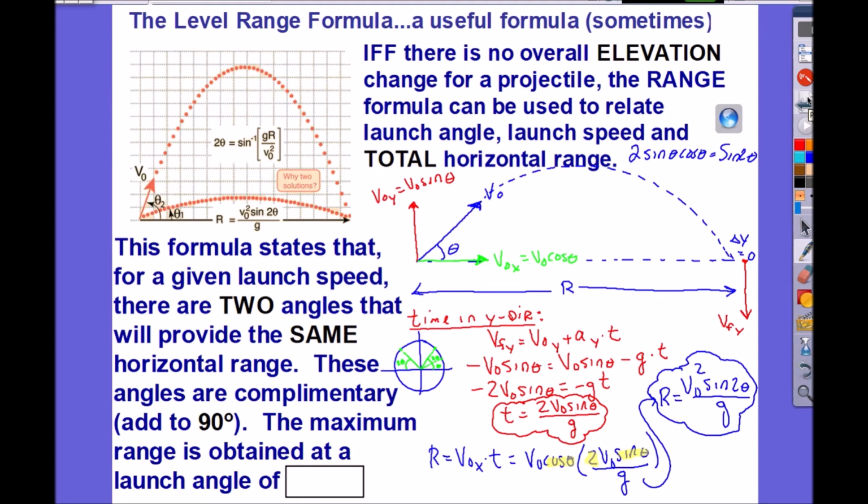Also, the maximum range is obtained when the launch angle is 45 degrees. If we put in a value of theta to be 45, then 2 times 45 is 90. The sine of 90 is maximum at 1. So the maximum range of a projectile is V naught squared all over g, and that would occur when the angle is 45 degrees. Now I want to pull up a quick little simulation and show you that.